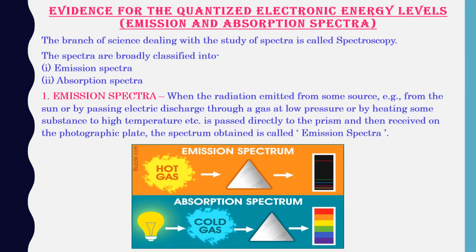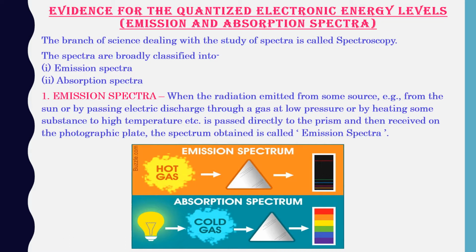However, if in a spectroscope the telescope is replaced by a photographic film, the instrument is called a spectrograph, and the photograph or the pattern of the emergent radiation recorded on the photographic film is called a spectrogram or simply a spectrum of the given radiation. So we can say that the branch of science dealing with the study of spectra is called spectroscopy.